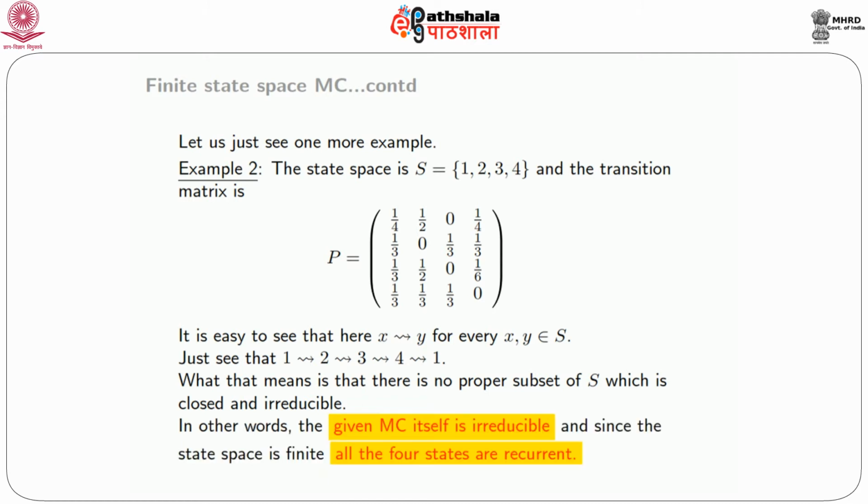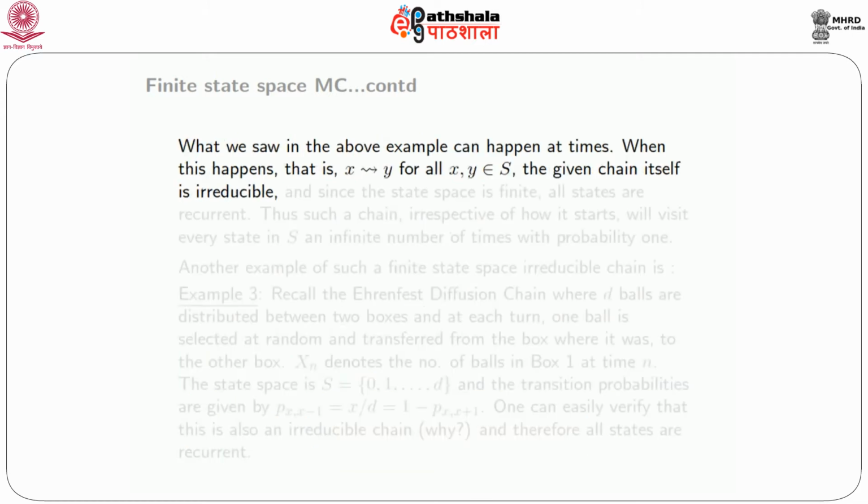So in other words, the given Markov chain here itself is irreducible, and since the state space is finite, all the 4 states are recurrent. Once again, we have made this conclusion without doing any computations. Now, what we saw in this above example can happen at times.